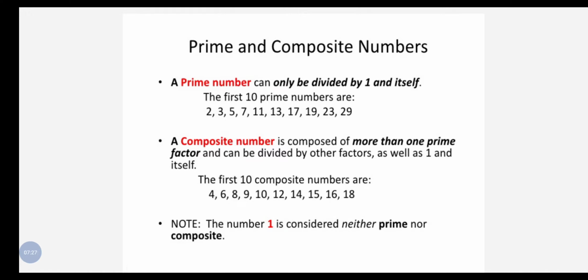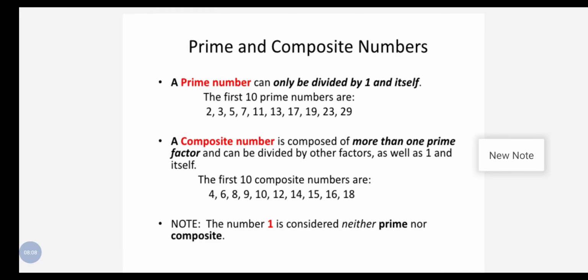Now let's compare these prime numbers and composite numbers. A prime number can only be divided by 1 and the number itself. So here I have mentioned the first 10 prime numbers. These are 2, 3, 5, 7, 11, 13, 17, 19, 23 and 29. And a composite number is composed of more than one prime factor, or a number that can be divided by other factors as well as 1 and itself. So these are 4, 6, 8, 9, 10, 12, 14, 15, 16, 18.